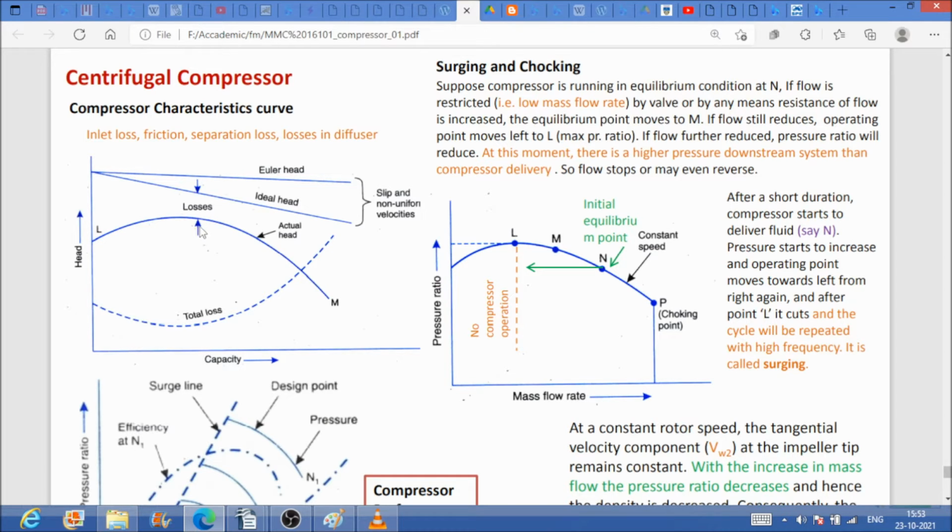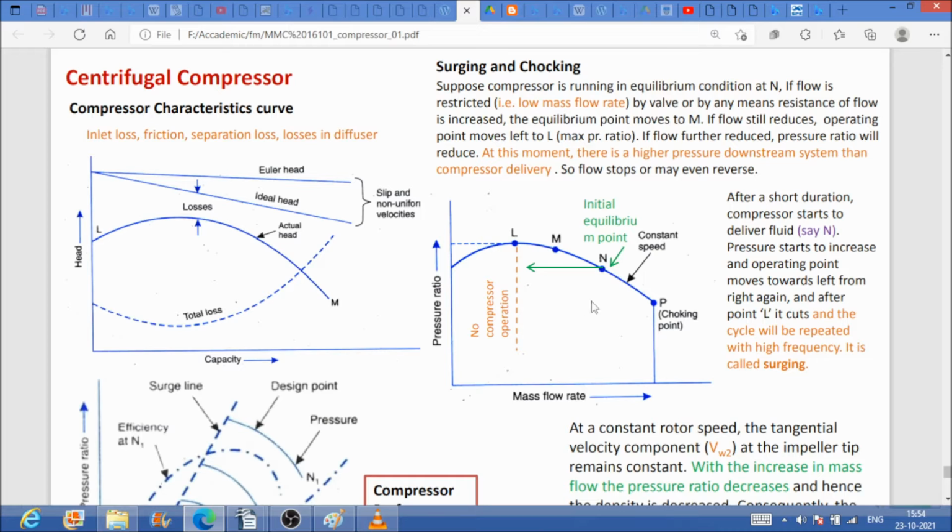And furthermore, if you again take into consideration the inlet loss, friction, separation loss, or losses in the diffuser, then the behavior of the head, which is the actual head, comes as L to M, like this. Now, if you add up all these losses, the loss behavior shows like this. When the mass flow rate increases, the total loss also increases. Now, understanding all these characteristics, we can set the operating point. That is the use of analyzing all these things.